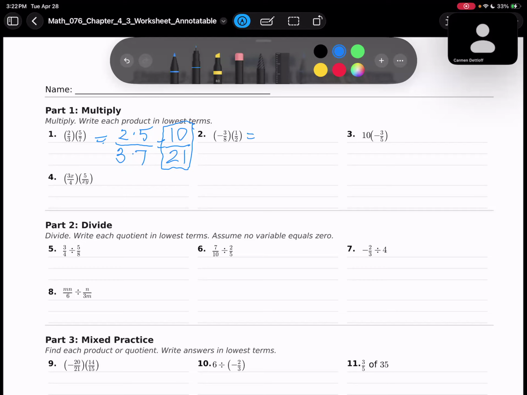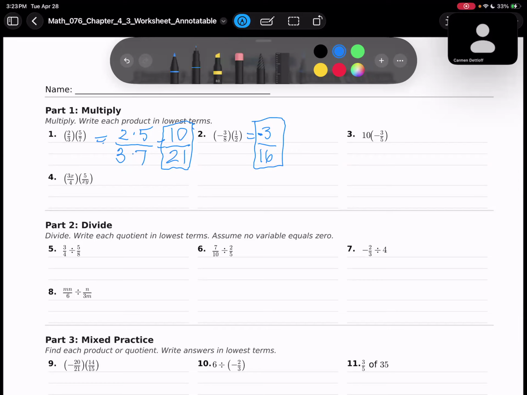Number 2, I'm going to multiply my numerator terms by each other. 3 times 1 gives me 3, and 8 times 2 gives me 16, and I've got that negative sign. Again, just like before, a negative times a positive is a negative, and I ask myself, can I reduce this at all? 3 is odd, so 2 doesn't work. 3 doesn't go into 16, so that doesn't work. So I am in reduced form.